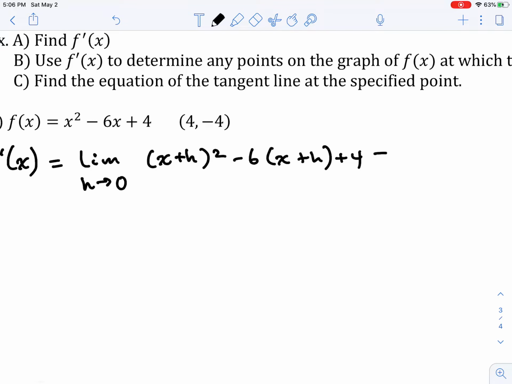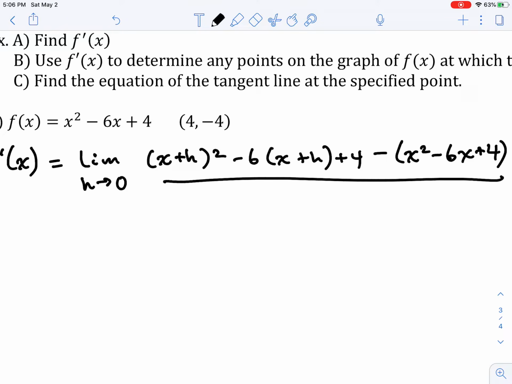All right, and then we're going to subtract f of x from that. So let me go ahead and subtract all of f of x. Again, be careful with your parentheses here, because that could make or break you in this problem. And then we have all of that over h. So take a moment and clean that all up. So the limit as h approaches 0 of, let's expand all this.